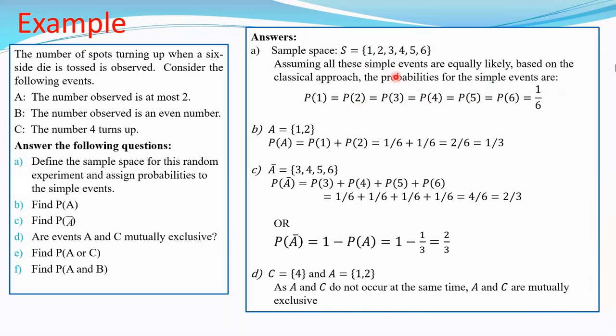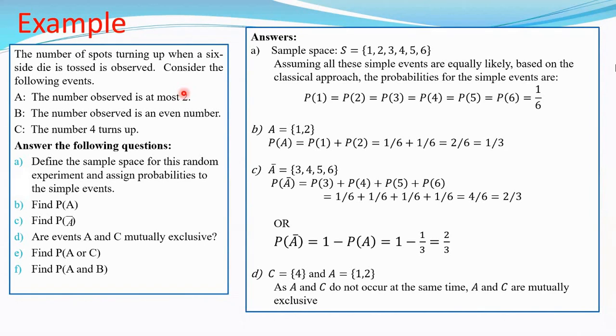every simple event has equal chance. Accordingly, it is 1 over 6. Now we have to find out for the first question, this is your part A answer. Then part B, find probability of A. So now what are the simple events we have to define the event A? So what is event A? That is the number observed is at most 2.